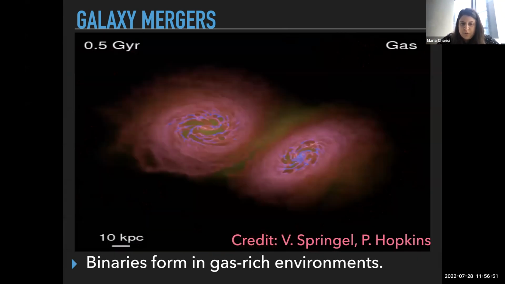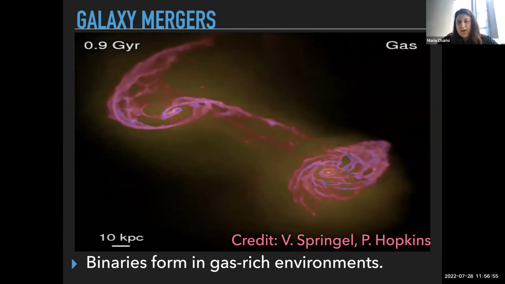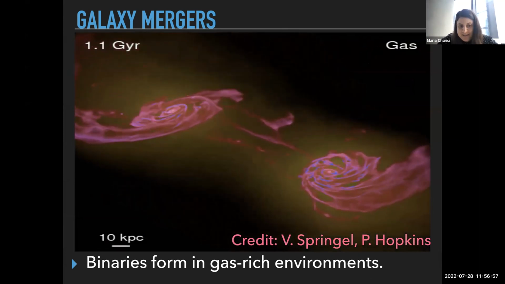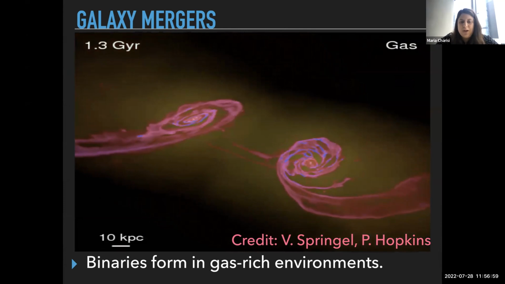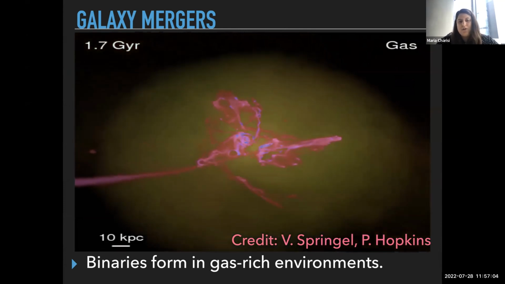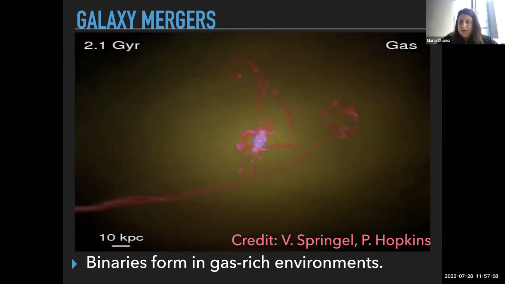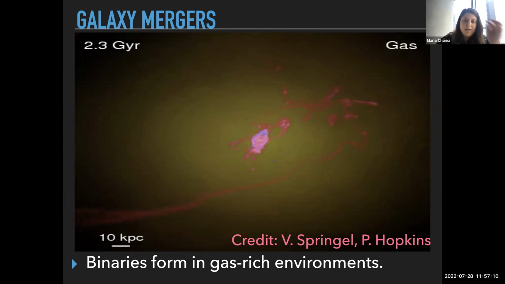Another important thing to keep in mind is that typically in galaxy mergers, we have gas, and that gas will end up at the center of the post-merger galaxy, and it will accrete onto the black holes, and that will provide bright electromagnetic emission that allows us to detect these systems.